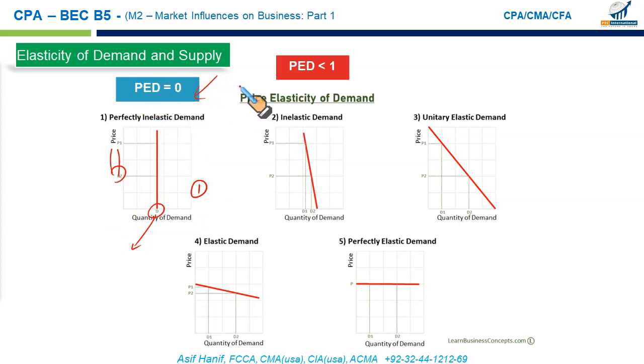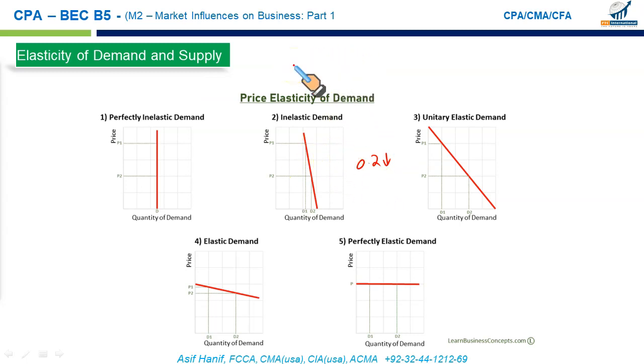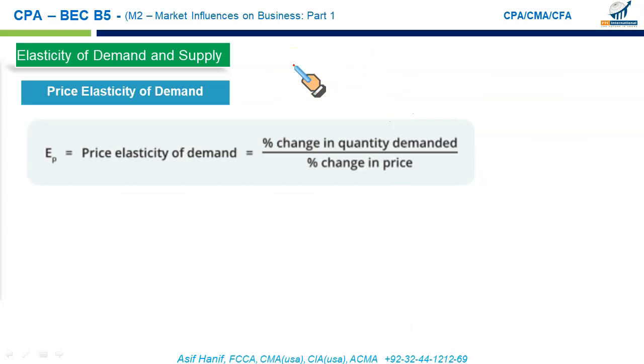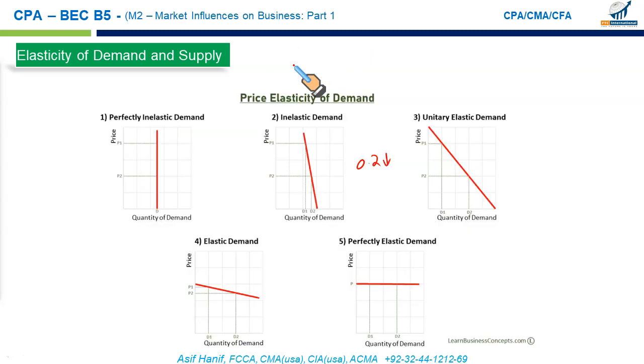In the next case, look at this. If you calculate the price elasticity of demand, just like in our previous example, it was 0.2. A 1% increase in price causes the demand to decrease by 0.2%, which means the demand is less responsive. So whenever PED is less than 1, the result of the formula that we discussed a little while ago, if the absolute amount is less than 1, the demand is said to be relatively inelastic.